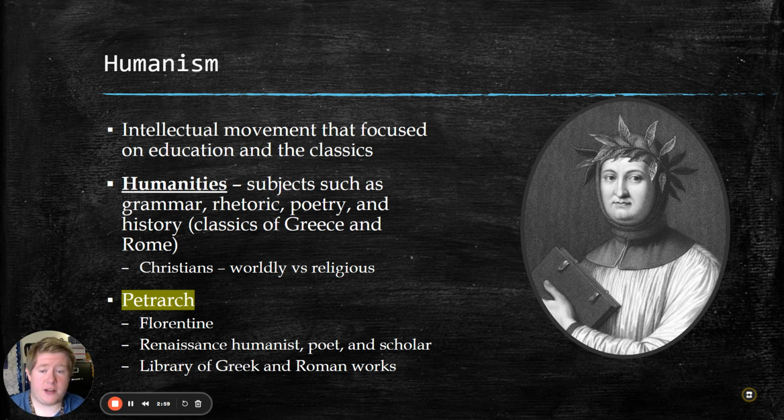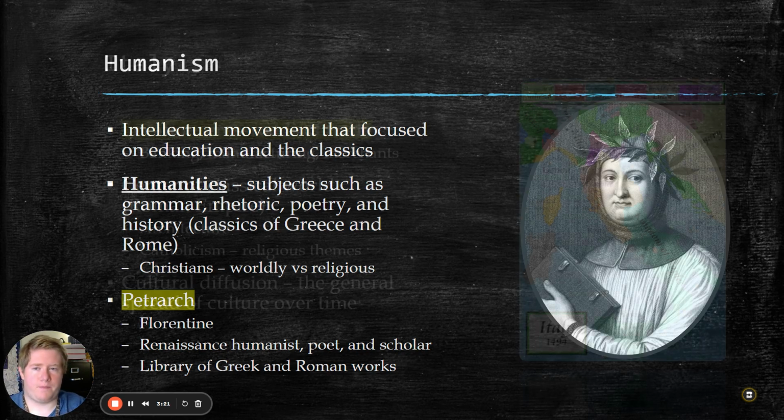Now, this gentleman pictured here, this is Petrarch. He's from the city of Florence, so he's a Florentine. He's a Renaissance humanist, poet, and scholar. He also maintained one of the largest libraries of Greek and Roman works in this part of the world. His library was said to be extremely extensive and rivaled even some of the ancient libraries like at Alexandria and some of the major Roman libraries as well.